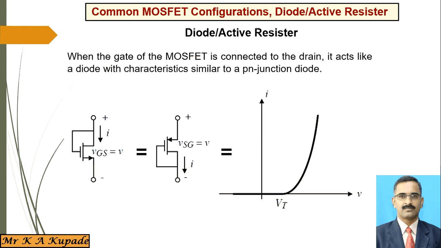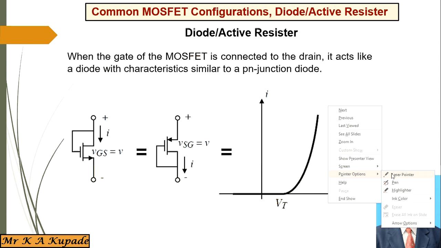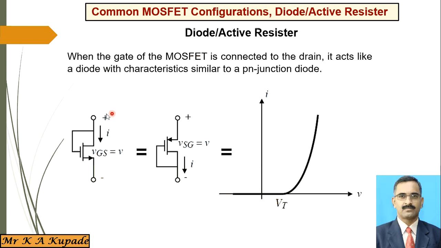Even though we said that, whenever we consider the MOSFET as a diode or active resistor, we consider a different concept. See here in this slide: when the gate of the MOSFET is connected to the drain, it acts like a diode with characteristics similar to the PN junction diode. The slide shows how the connection is done. This gate terminal is connected to the drain terminal.